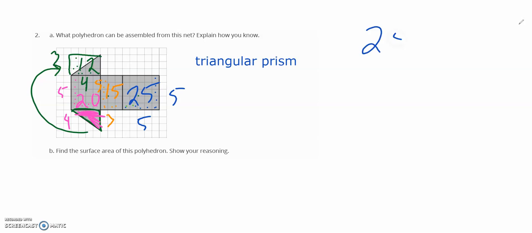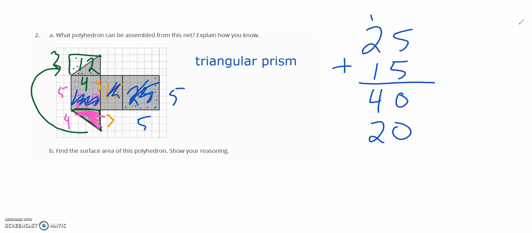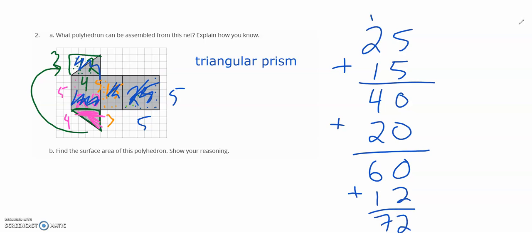So I have 25 plus 15. I like to cross them off as I go. 25 plus 15. 5 plus 5 is 10. 2 plus 1 is 3, plus another 1 is 4. And then I have 20. 0 and 0. 4 and 2 is 6. 60. And I have one more shape left, which is 12. 2 and 0 is 2. 6 and 1 is 7. So the area is 72 square units.